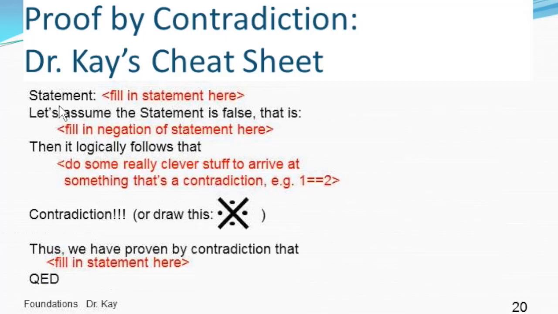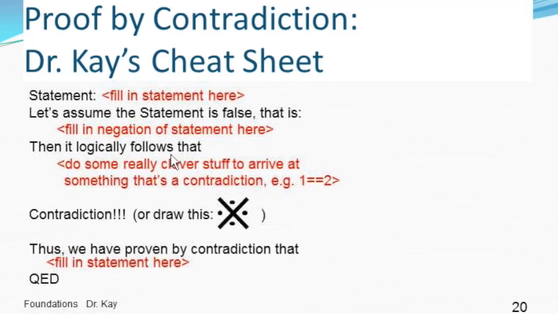So, for example, what you do is you write your statement, and then you fill in your statement. And then you just write these words next in your proof. Let's assume the statement is false. That is, you put in the negation of the statement here, right? Not of the statement. And then you write again on your paper, then it logically follows that.